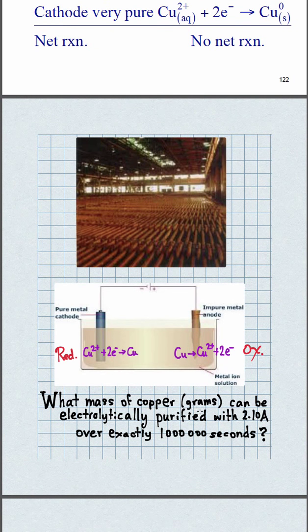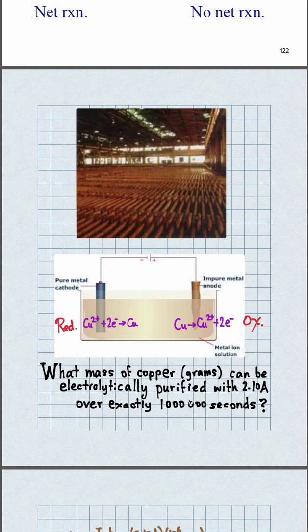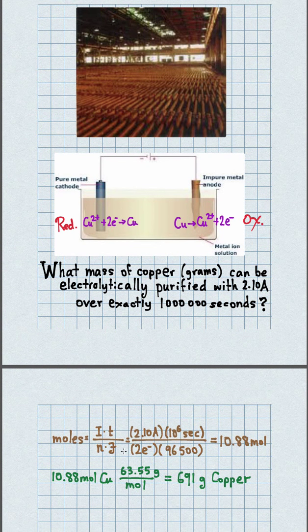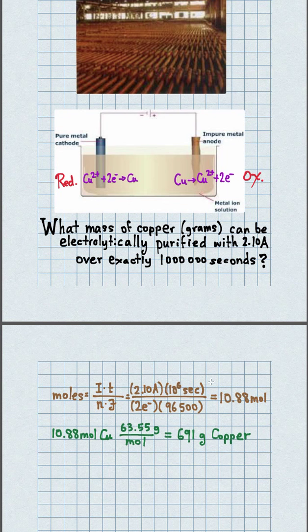What mass of copper in grams can be electrolytically purified if I use 2.1 amps over a million seconds? Ooh, that's 1,000 million seconds. So 10 to the 6 seconds, how many minutes is that? I'd have to do a little calculation. Could be a couple of days, huh?